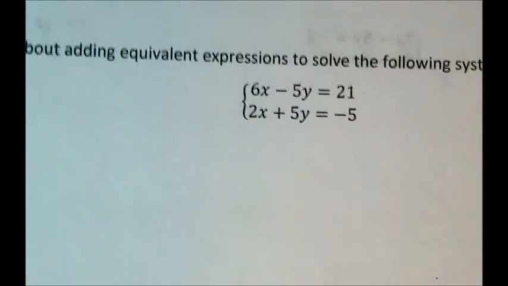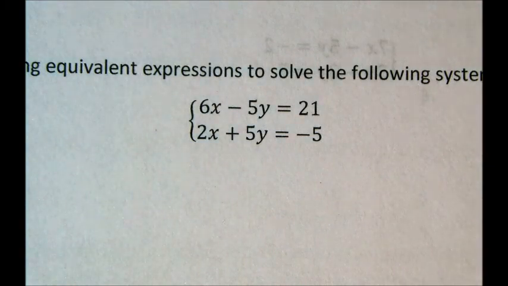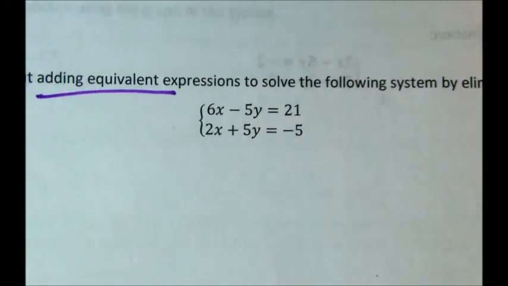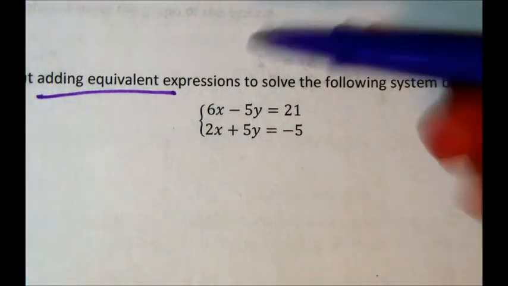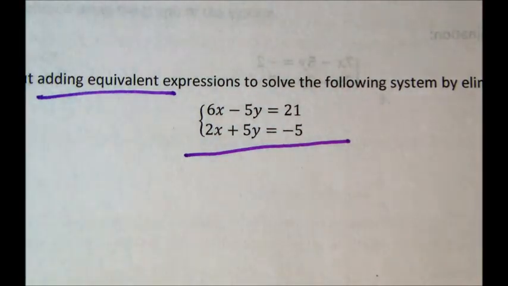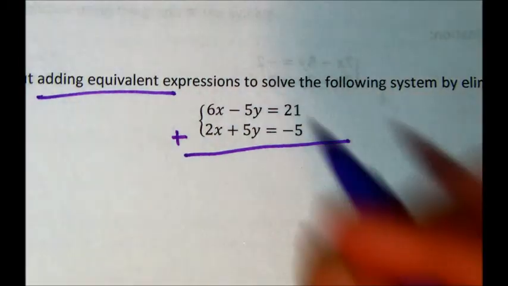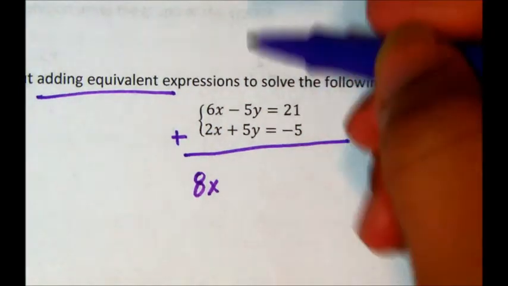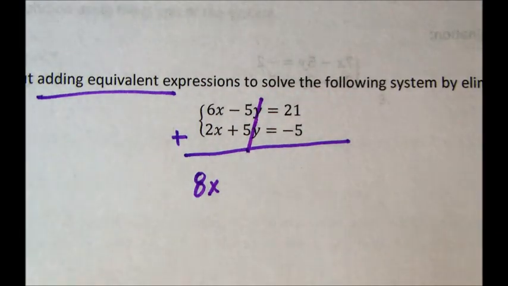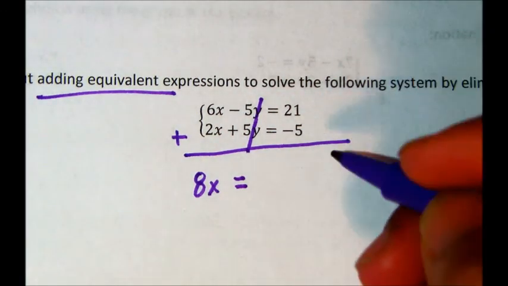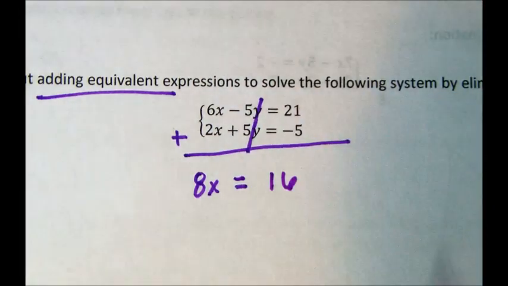So let's find example number 1. In example number 1, what do you notice about adding the equivalent expressions to solve the following system by elimination? In other words, looking vertically, are there any like terms that do something special when you add them? Well, I notice when I do 6x plus 2x that I'm going to end up with some bigger x's. But when I do negative 5y plus 5y, I eliminate my y's from the problem. So I'm left with no y's. Now that's equal to 21 minus 5, which is going to leave me with 16.